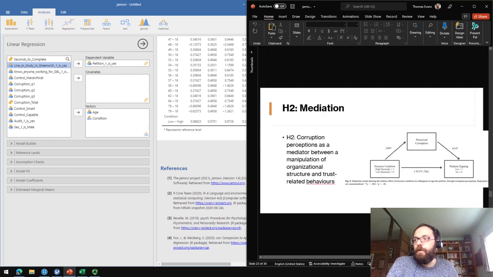The next thing I want to run through is our second hypothesis, which is around mediation. What was hypothesized was that the condition you're in, whether you have a high or low structure, informed your perceptions of corruption. So higher structure leading to higher perceptions of corruption, and that if you perceived higher levels of corruption, you would then be more likely to sign the petition.